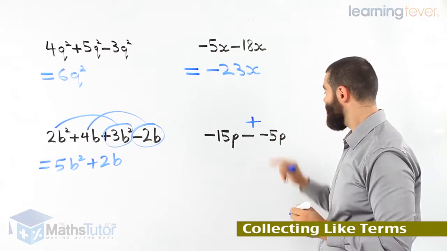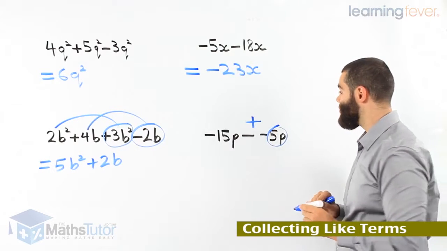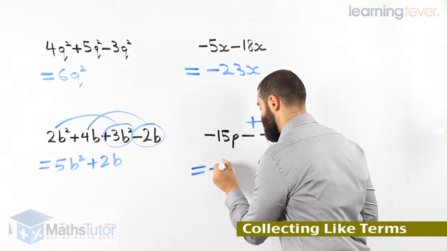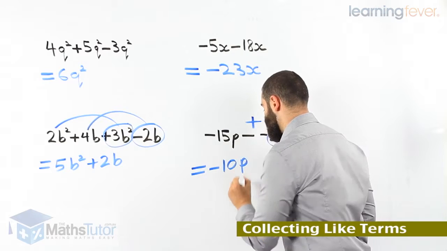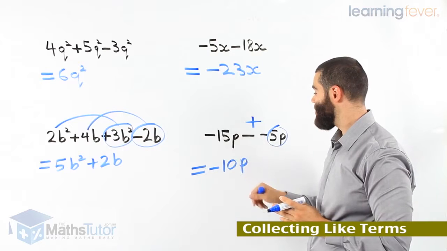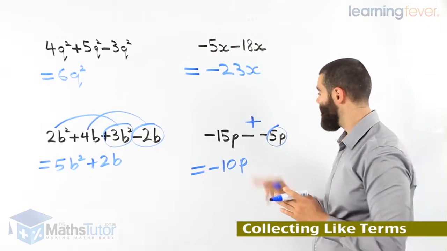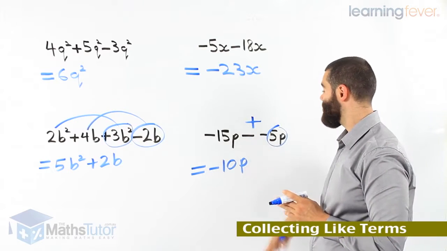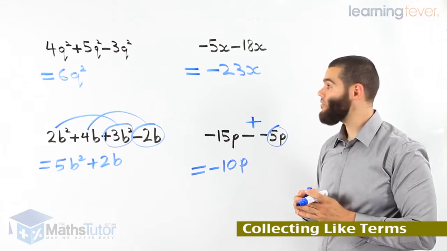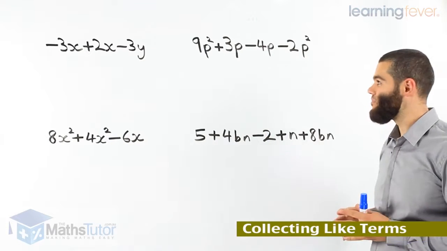Negative 15p plus the 5p. So negative 15 plus 5 is negative 10p. So our answer for that one is negative 10p. Minus 15p minus negative 5p: minus and minus side by side become a plus. Minus 15p plus 5p is negative 10p. Let's do another 4 examples.